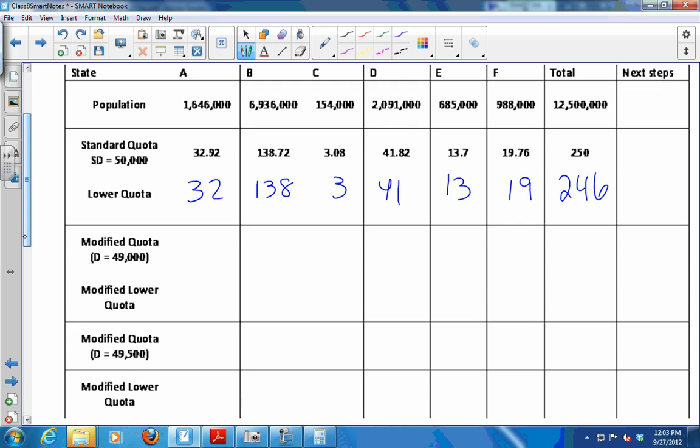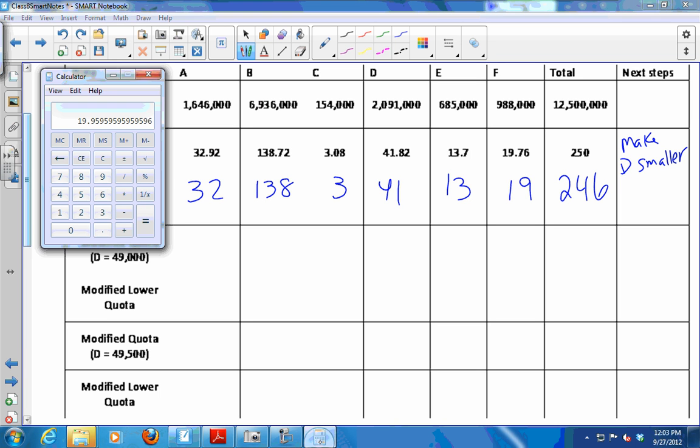So my next step here is make D smaller. Too few seats, make D smaller. So maybe I choose 49,000. I go, okay, 50,000 is too big, try 49,000. So now I have to do each population divided by 49,000.